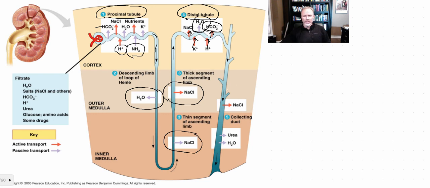And then when you get to the collecting duct and we start moving down, sodium chloride is going to be actively pumped out, and then urea and water are going to be passively pumped out. The amount of water that you actually get rid of is going to be largely determined by how thirsty you are, how much water you have in your system, and it's under some hormonal control. So that's really the general idea of what's going on here.